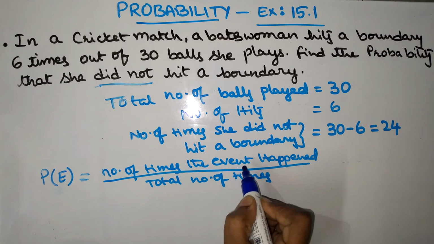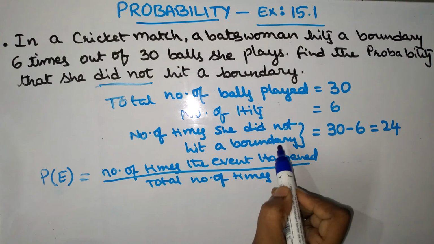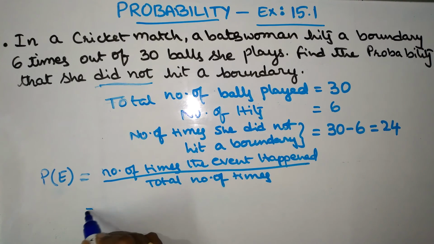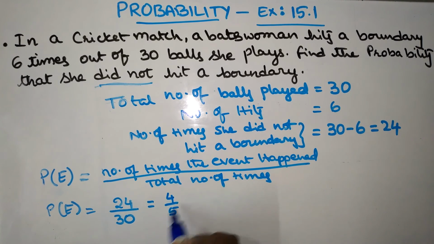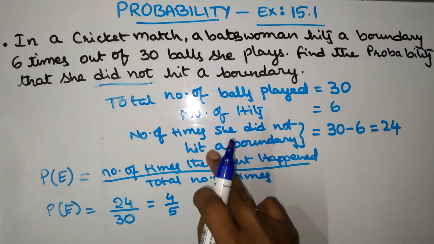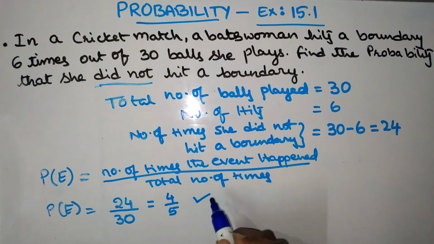What is the event here? We are going to find the probability of the number of times she did not hit a boundary, that is the event. So the number of times she did not hit a boundary is 24 by the total number of times, 30. That is equal to 6 4s are 24 and 6 5s are 30. That is 4 by 5. So the probability that she did not hit a boundary is 4 by 5. Let us go to the next problem.